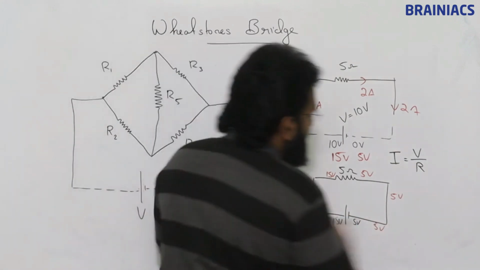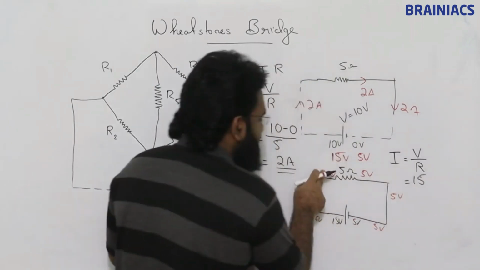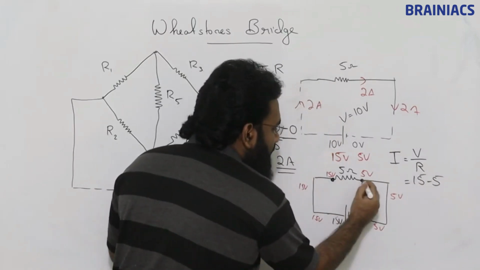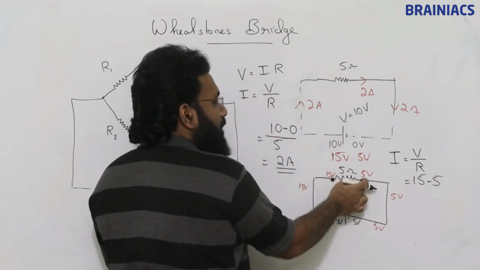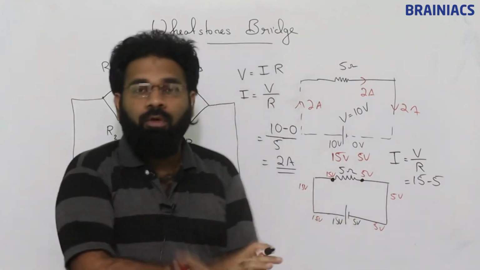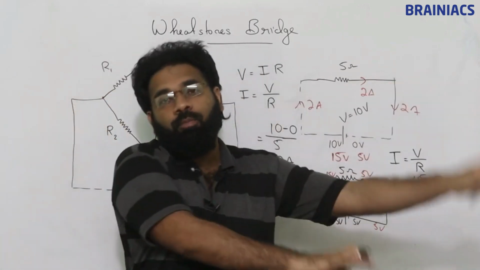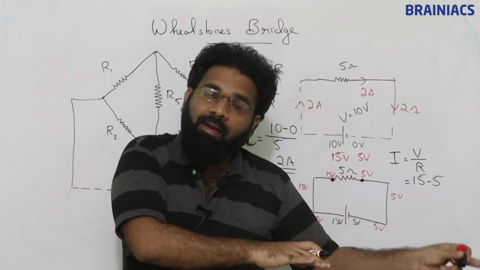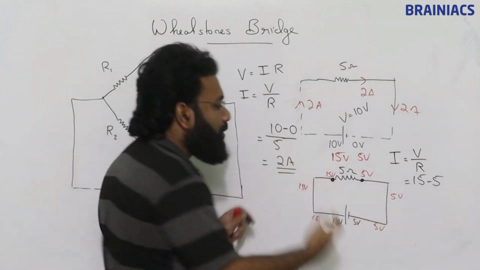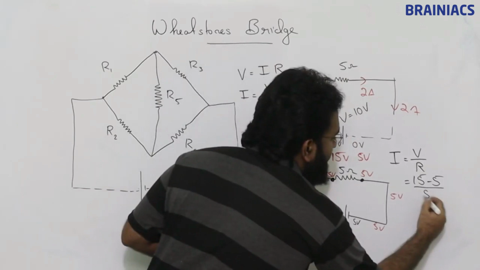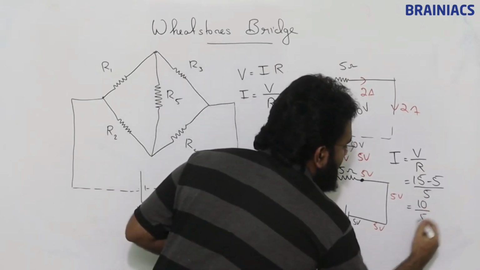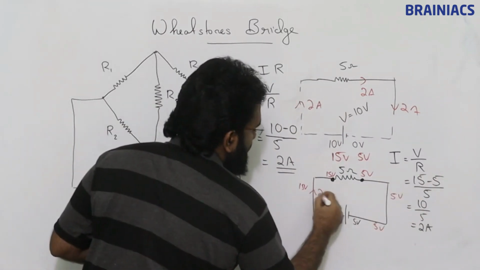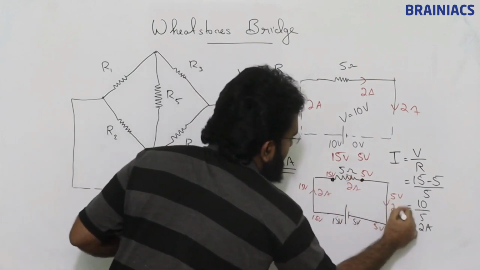So this V is nothing but 15 on this side minus 5. This is the potential difference between these two terminals. If this terminal and this terminal are both at 15 volt, no current will flow. Current will flow from higher potential to lower potential, just like water flows from higher altitude to lower altitude. So 15 minus 5 divided by 5, that is 10 by 5, which is 2 ampere. Same current here, 2 ampere, 2 ampere, 2 ampere.